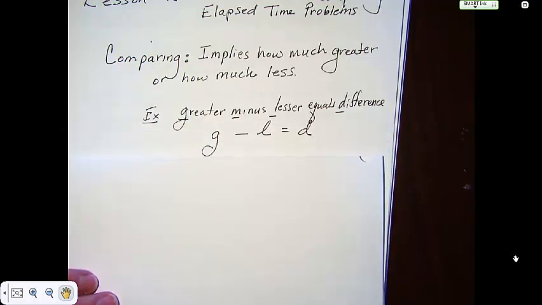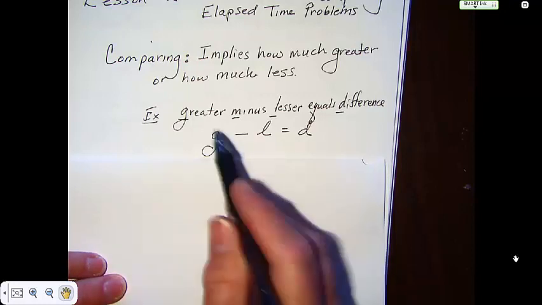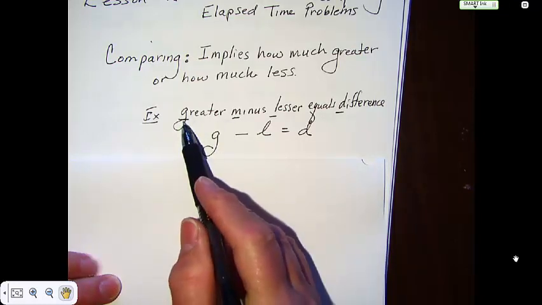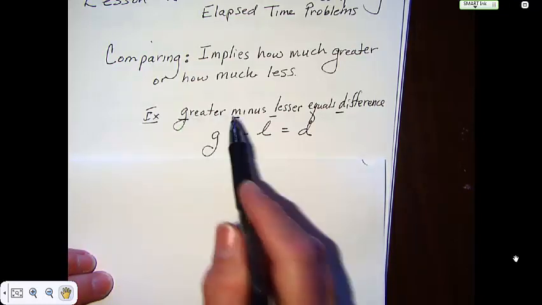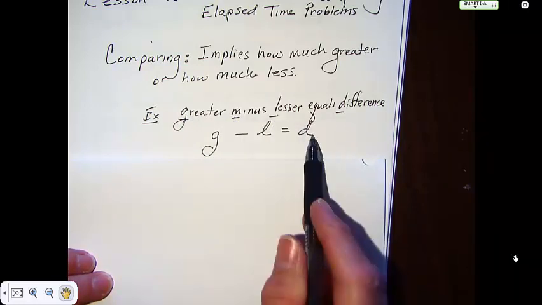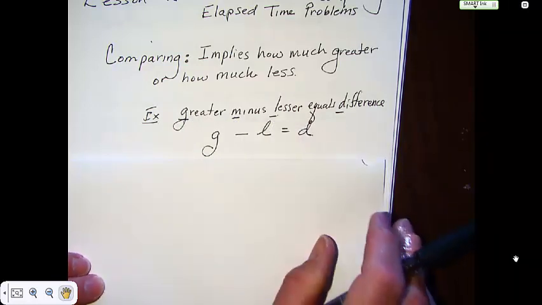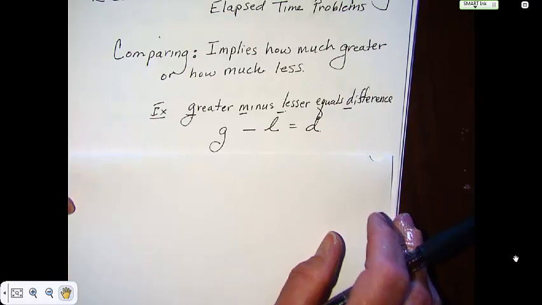And when you're looking at comparing, you will try to compute it this way. You will say the greater, whatever the greater is, minus the lesser is going to equal the difference. The greater minus the lesser will equal the difference.